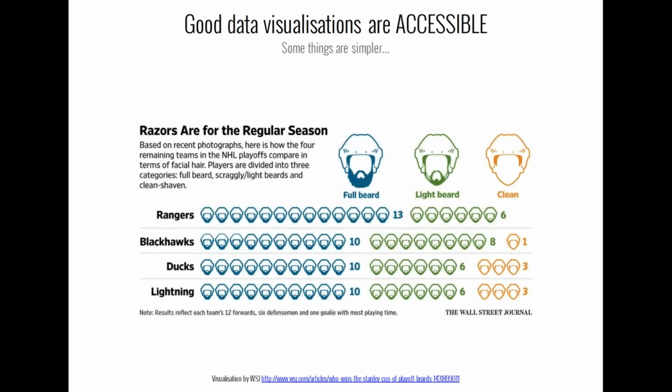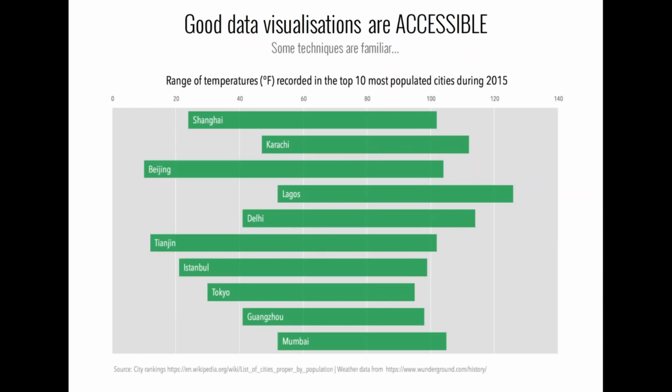Some things are simple. Bar analysis can only ever be so complex. And so you design something that is therefore available to be consumed in 5 or 10 seconds. Some techniques are familiar. The length of a bar judgment is a very common method that we see in many charts, and so judging the minimum and maximum temperatures in this chart is very straightforward for most people.